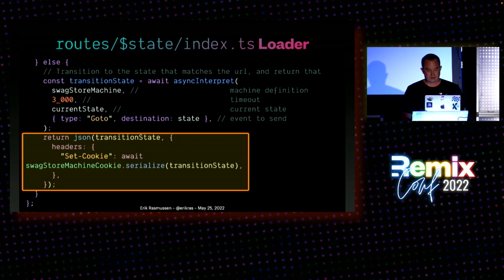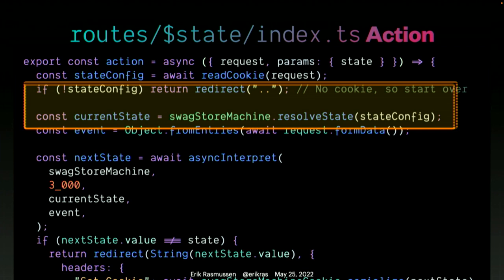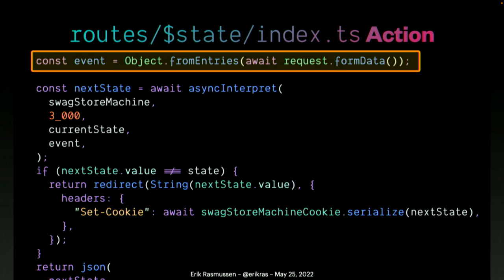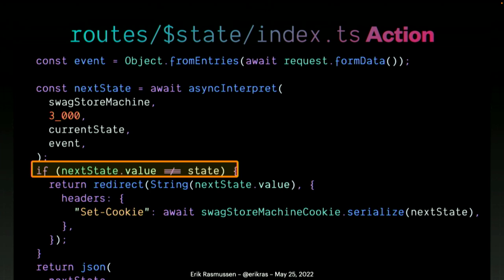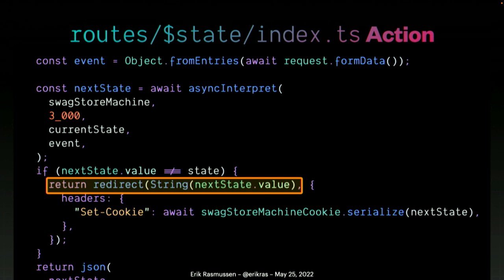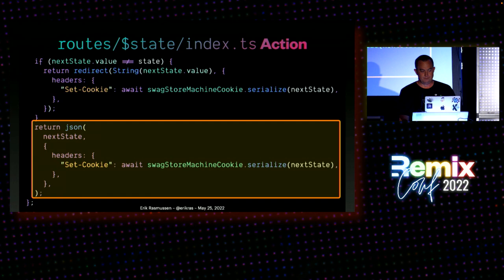Now, our action is doing the same thing that the loader is doing. It's pulling the cookie and instantiating the machine. But then we're going to look at if we have an event from the form data, and we're going to run our machine with that event and wait for it to get to a pause state. And when it does, if we're in a different state than we were before, then we're going to redirect to the new path, and of course serialize the machine. And if we're in the same one, then we're just going to send that state back with the machine as well.